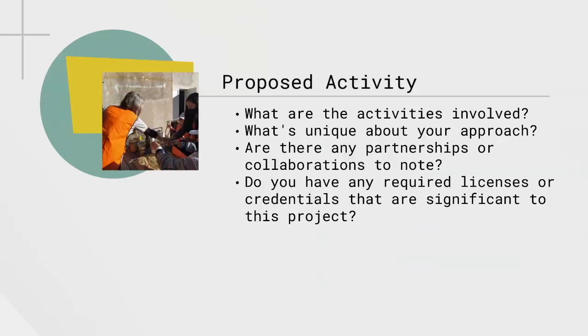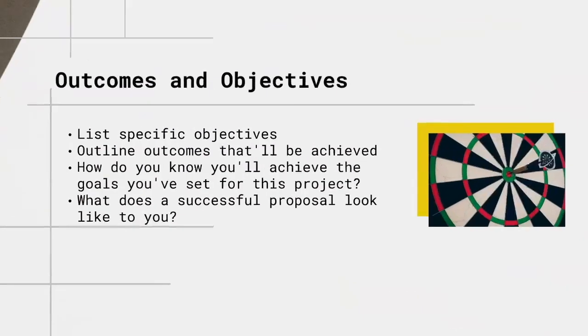And then any required licenses or credentials that are significant to the project, maybe talking about the number of years that you've been doing this work. If you're licensed in any way, definitely calling that out. If you have degrees that you've earned that serve in this work, all of those credentials are going to be significant things that you can mention in the LOI.